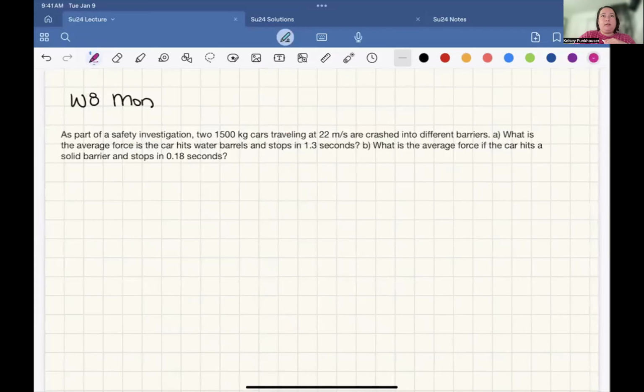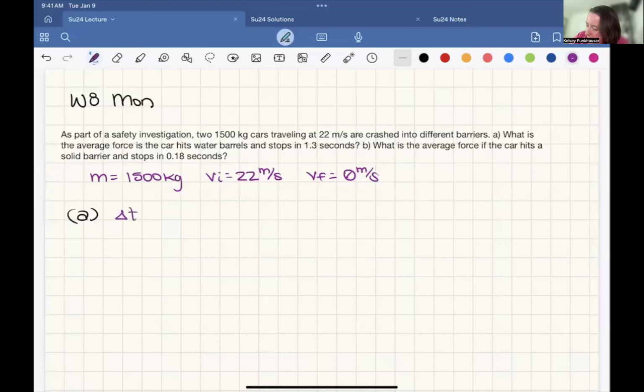So let's take a look. Let's write first our knowns like we have done all quarter. So the mass, 1,500 kilograms. Our initial velocities for both of them are 22 meters per second. And our final is 0. And then the next part, I'll break that up between the two parts. So for A, the time interval is 1.3 seconds.